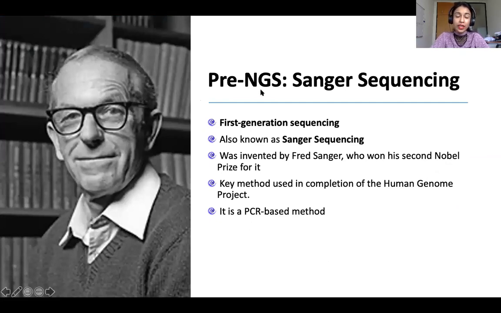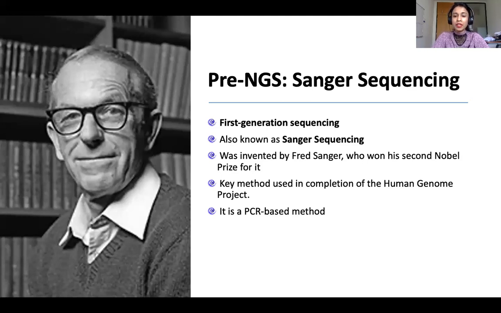I've mentioned here pre-NGS. NGS is next generation sequencing, right? So before NGS was introduced, Sanger was being used. And I believe you know this person, right? This is Fred Sanger. He was the one who introduced this technology, Sanger. And he has won two Nobel Prizes. His second Nobel Prize was for Sanger sequencing technology, right? This is known as the first generation sequencing.